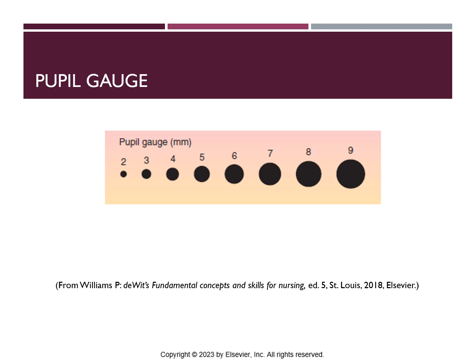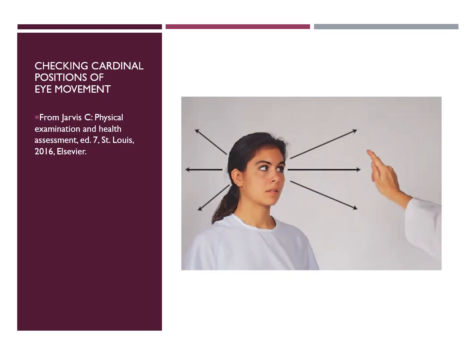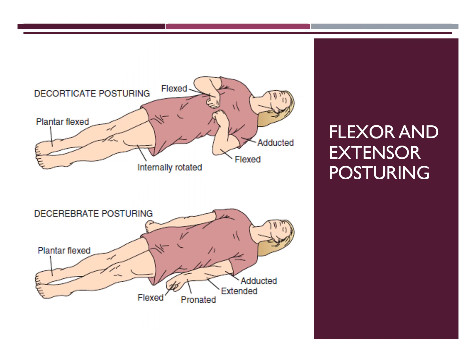You can see this pupil gauge scale on page 495. And you can also see this picture on page 495, checking the extraocular eye movements. You can see demonstrations of the flexor and extensor posturing on page 502 if you want to put a visual with the description.